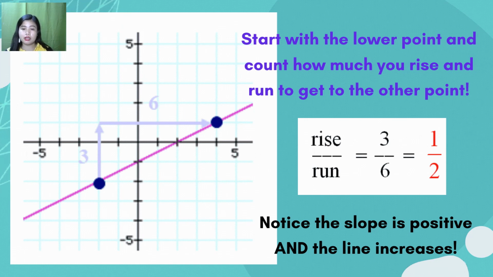So, what is the formula? Rise over run. Take note of this formula. Rise over run. So, start with the lower point and count how much you rise and run to get the other point. So, the lower point is here. Okay, so what is our rise? So, since we move upward, it's positive. So, 1, 2, 3. So, our rise is 3.